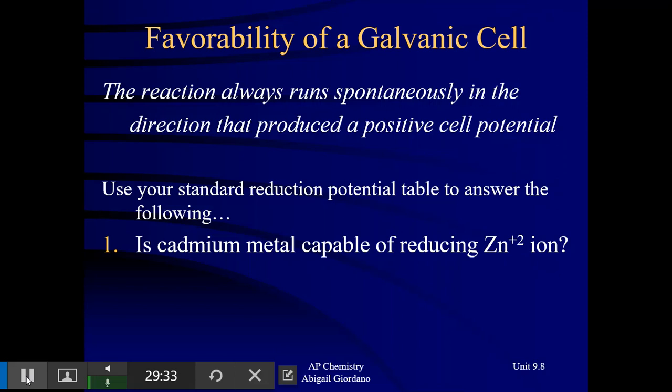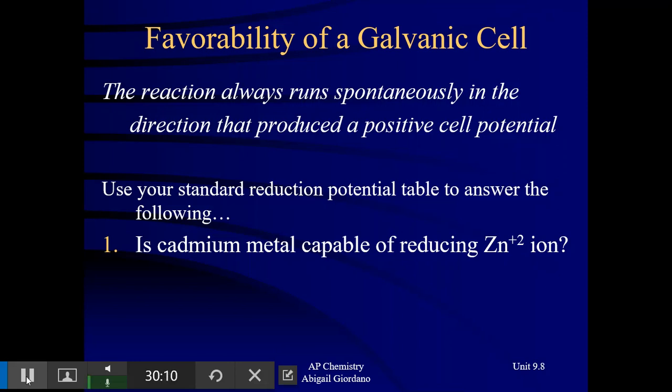So what I want you to do is find cadmium metal, cadmium solid, on your reduction potential table. And when you find it, you'll notice that it is on the product side. And that's not where we want it, okay? The way this question is phrased is essentially asking, will cadmium metal react spontaneously, favorably with the zinc ion? So cadmium metal being on the product side is not where we want it.